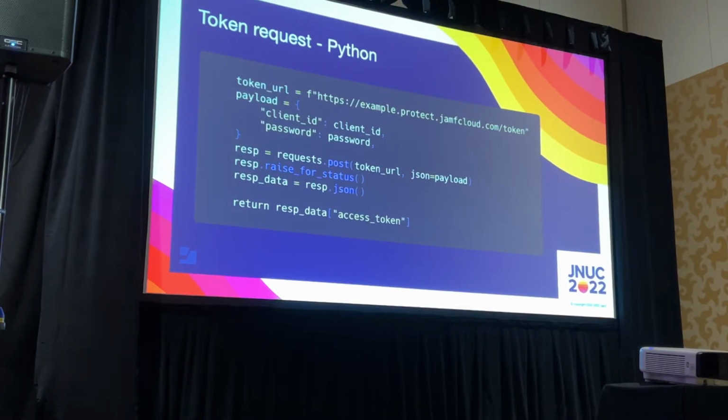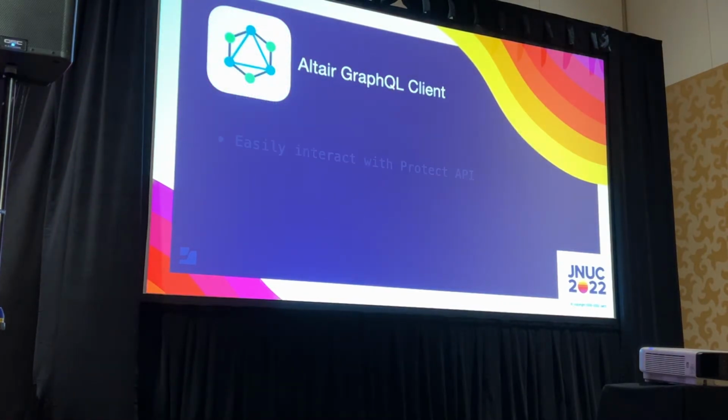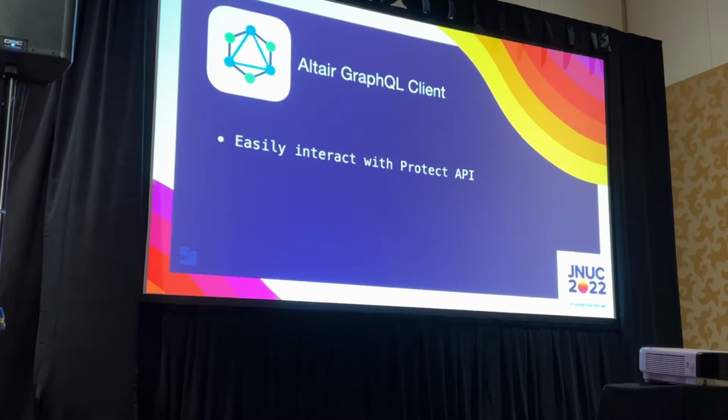So in Python, that will be pretty much the same. We're going to have our token URL, and then we're going to have a payload, which is basically just the client ID and the password, and we're just going to post that as a request. So this is all great, but we don't want to get started immediately with scripting. There's an easier approach.